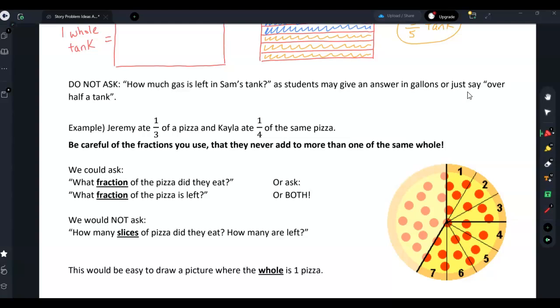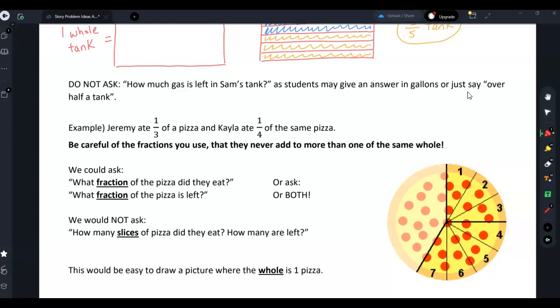Now, that would be different if Jeremy's eating from one pizza and Kayla's eating from a different one. But if they're eating from the same one, then you have to make sure that your fractions don't go over, right? So in this case, we're okay because they're 1/3 and 1/4. But imagine if I had changed this 1/4 to 3/4. Now we're saying Jeremy ate 1/3 of a pizza and Kayla ate 3/4 of the same pizza. That's not possible, right? Because if I put those together, that's more than one whole pizza. So you have to be careful about things like that if you're writing story problems or trying to solve story problems.